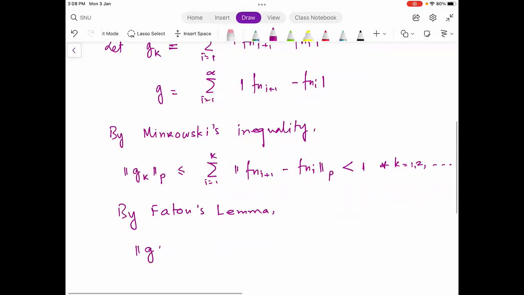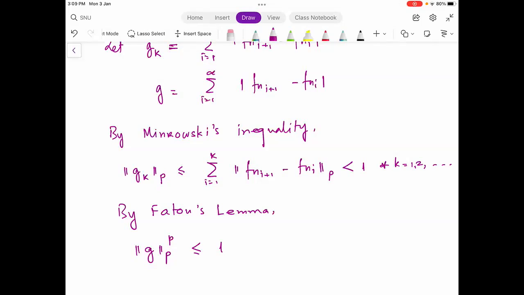I have the norm of G to the power p is less than or equal to the liminf of the norms of g_k to the power p. I'm not going to recall Fatou's lemma; these have been done in your measure theory class. Can someone confirm that Fatou's lemma has been done and you are comfortable with it? Yes, sir. Good. So this is less than or equal to 1, because the sum, that is the norm of g_k, never exceeds 1. That's why.